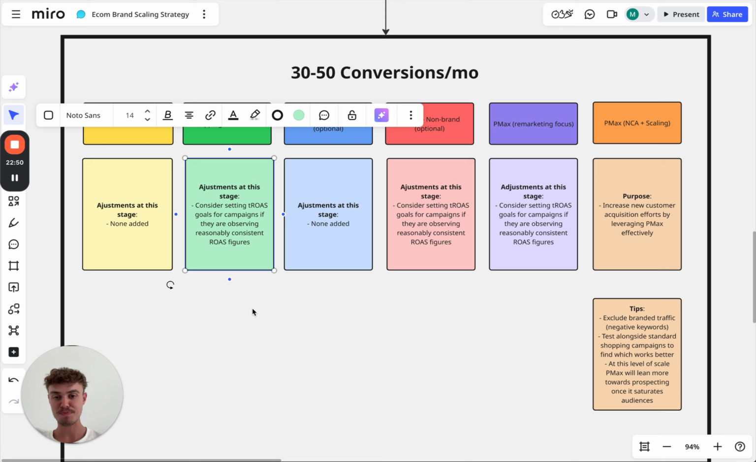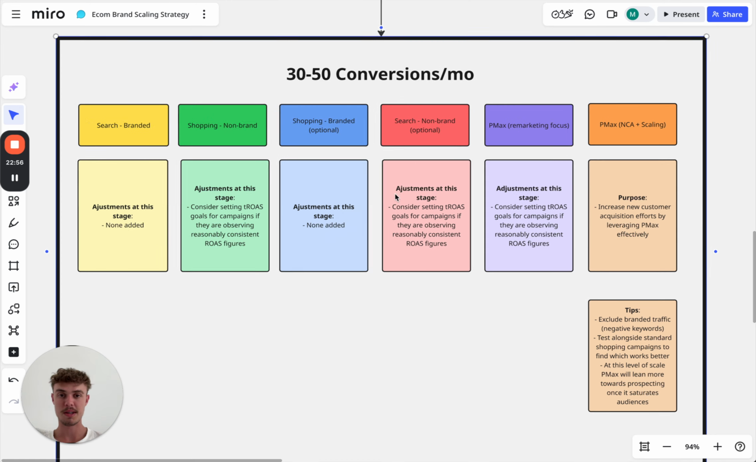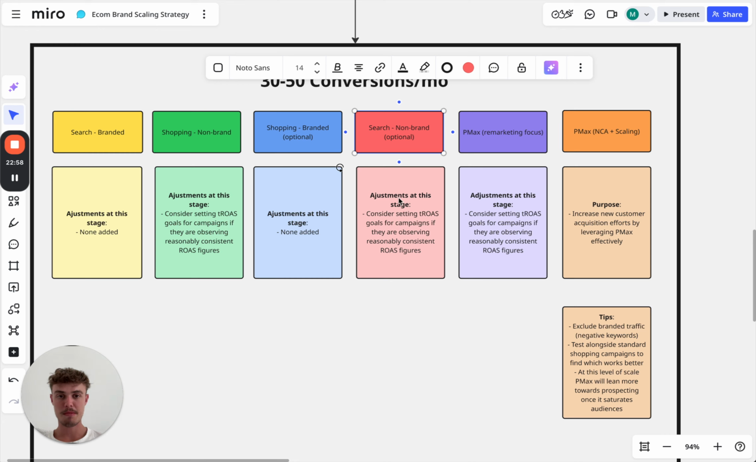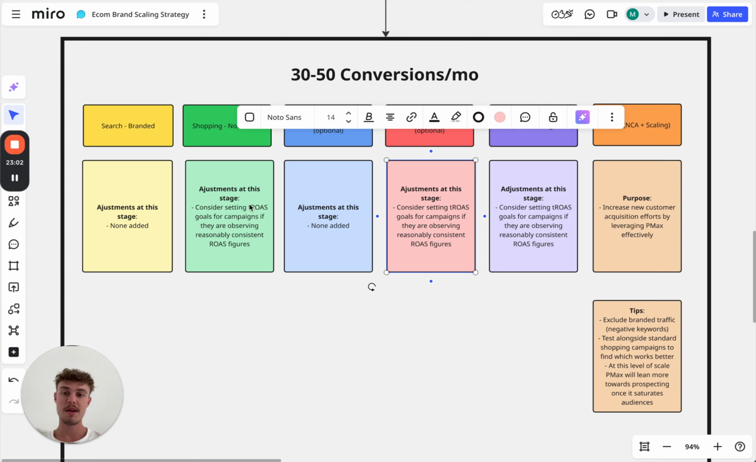Now, branded shopping campaigns, no adjustments needed. Keep them similar to the last structure. Our non-brand search campaigns, again, we can consider setting a tROAS in here. Same thing as non-branded shopping. This allows you to tell Google whether to go more aggressive with prospecting or more reserved and sticking to your safe, known customers. And that's a primary function of tROAS. But you can consider setting it if you are getting consistent ROAS figures.